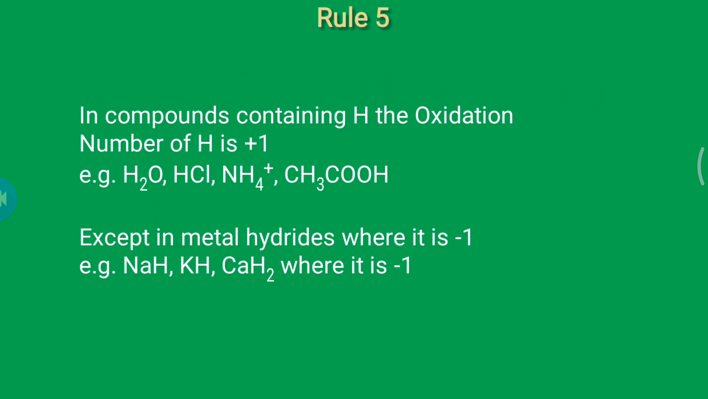But there is an exception in metal hydrides, where hydrogen has oxidation number minus 1. Suppose hydrogen reacts with sodium, it forms a metal hydride. At that time the hydrogen atom has minus 1 oxidation number. This is the most important point. Similarly potassium hydride: potassium has a plus charge and H is minus, so hydrogen has minus 1 oxidation number.